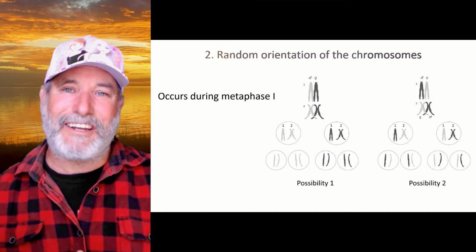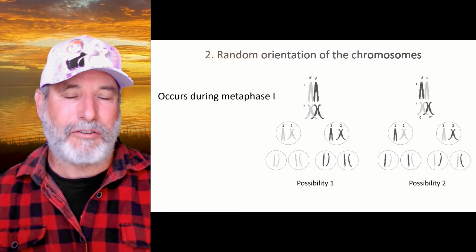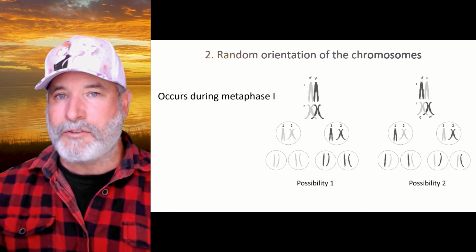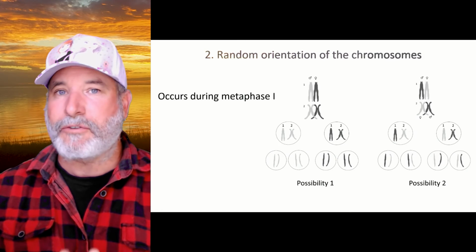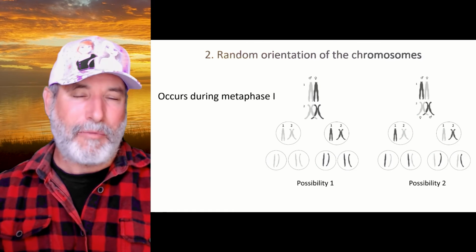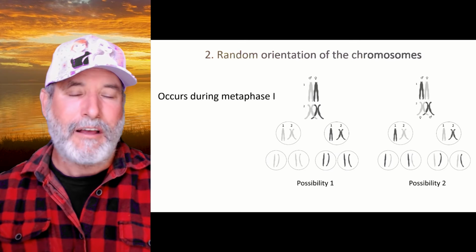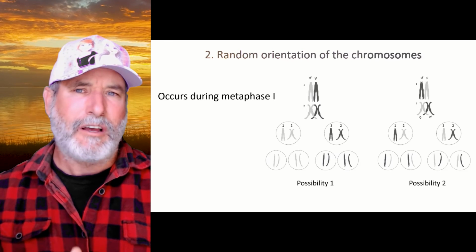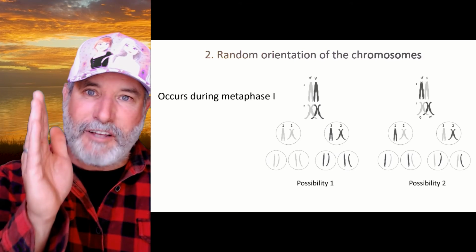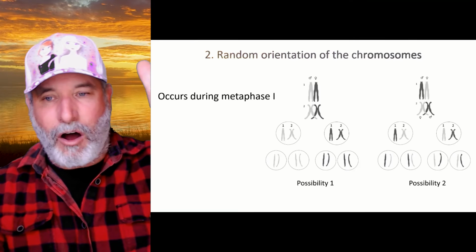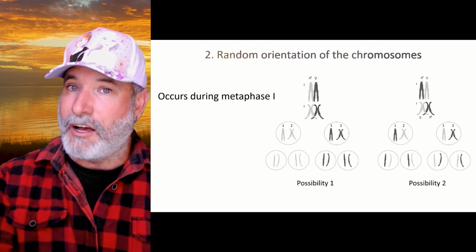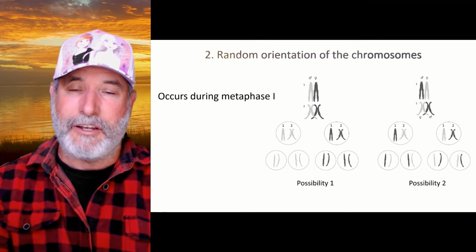Okay, now secondly, random orientation of the chromosomes. Your mom's and your dad's chromosomes are homologous chromosomes. They carry the same genes, but different versions of those genes. So when they line up during metaphase 1, they can line up in different orientations. Imagine, in a human, the improbable event that all your dad's chromosomes lined up on one side and all your mom's chromosomes lined up on the other side. It's improbable, but it does happen about 1 out of 7 or 8 million times.